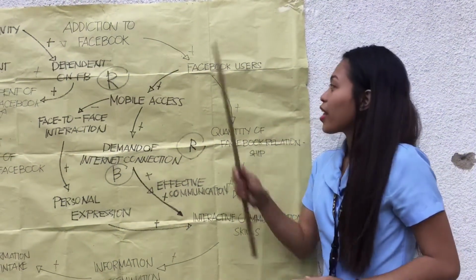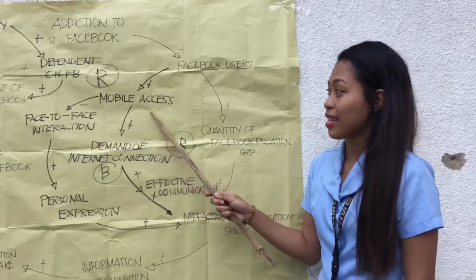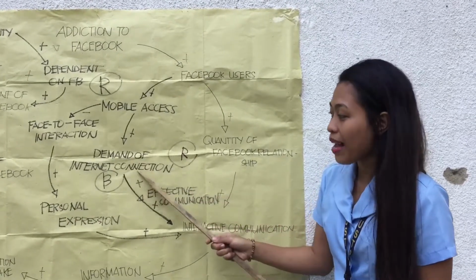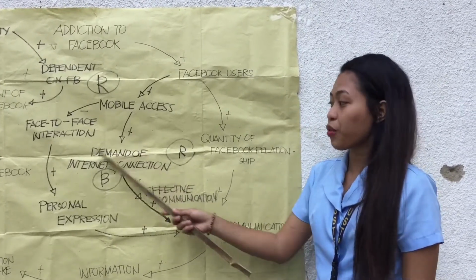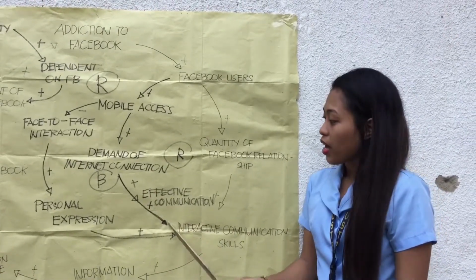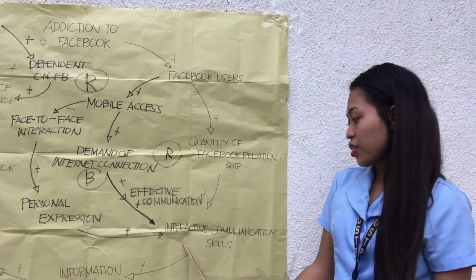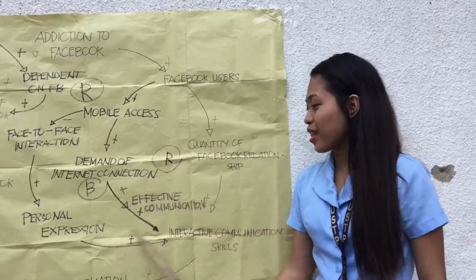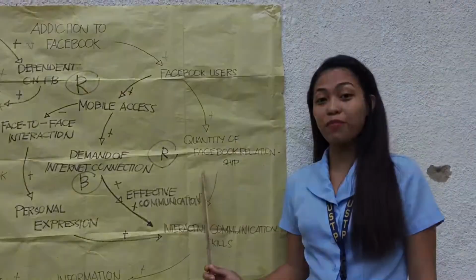For the fourth loop, we will connect it to Facebook users. If there will be Facebook users, the mobile access will increase, which leads to positive polarity. If there will be mobile access, the demand of internet connection will increase, which leads to positive polarity. If there will be a demand of internet connections, the effective communications will increase, which leads to a positive polarity. If there is effective communications, the interactive communication skills will increase, which leads to positive polarity. So this loop is reinforcing, since it is a positive polarity, it has also the same direction.